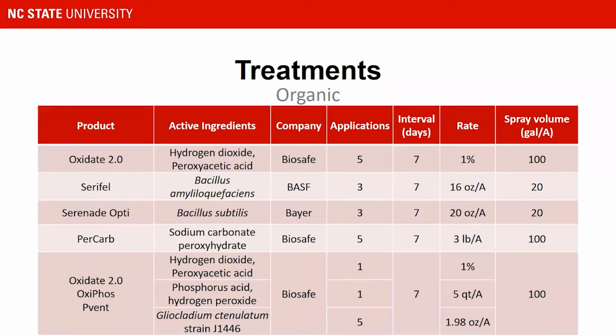We also looked at several organic treatments. Again, several of these are not labeled for use in hemp, but they may have the potential to be in the future. So we looked at Oxidate, Serenade, Serafel. Several of these are Bacillus species that have some efficacy in other crops. We also looked at some others from Biosafe: Percarb, and Oxidate 2.0 with OxyPhos and PVent following that.